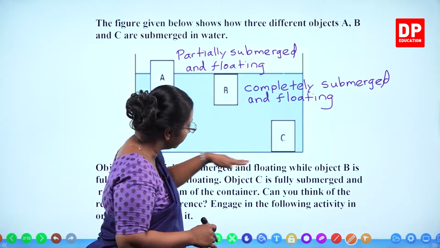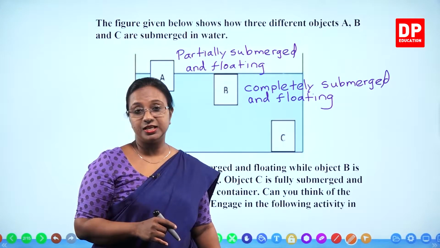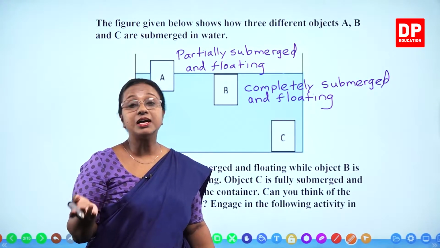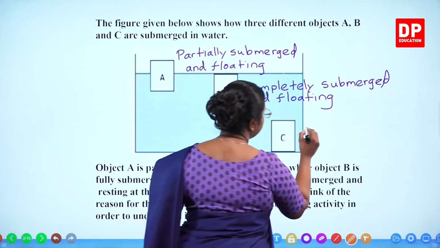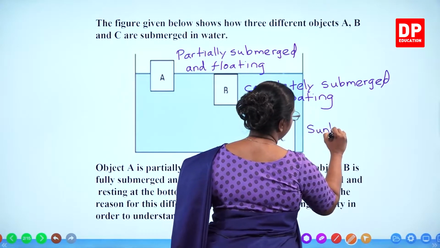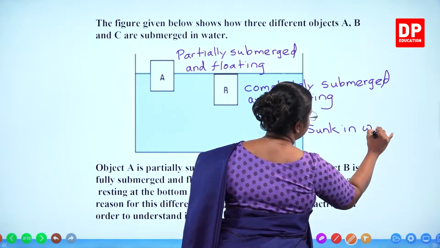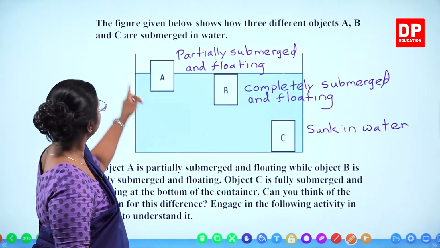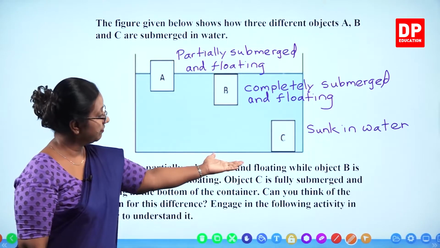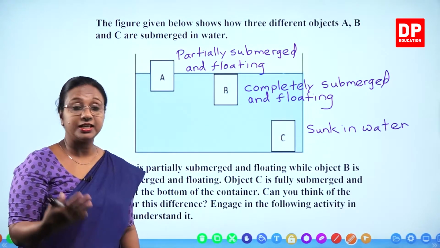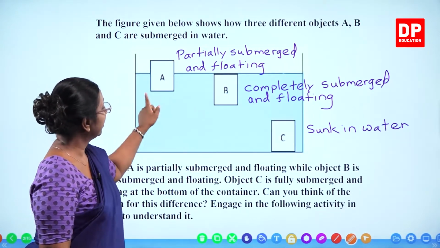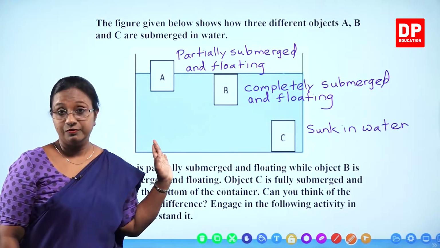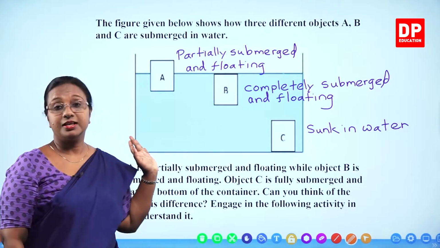It's sitting on the bottom surface of the container. So there it is sunk in water. Object sunk in water. Here I'll say water because in the above also it was submerged in water. If it was any other fluid, you can say sunk in fluid. So the first two, A and B, are floating. C is sunk in water.